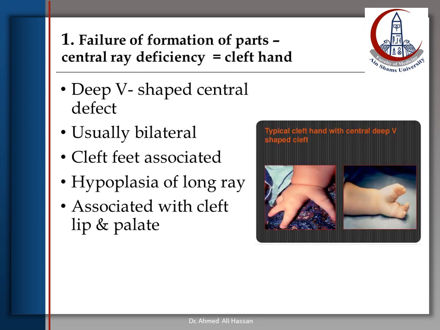Failure of formation of parts, central ray deficiency. The third part, the cleft hand. In cleft hand, there is a cleft in the center of the hand. It's characterized by a deep V-shaped central defect, usually bilateral. It's usually associated with cleft feet, hypoplasia of the long ray, and associated with cleft lip, sometimes associated with cleft lip and palate.